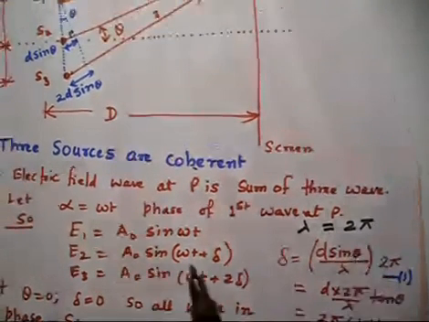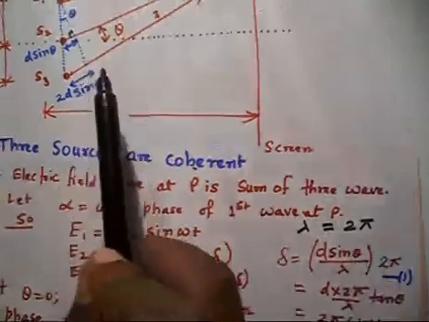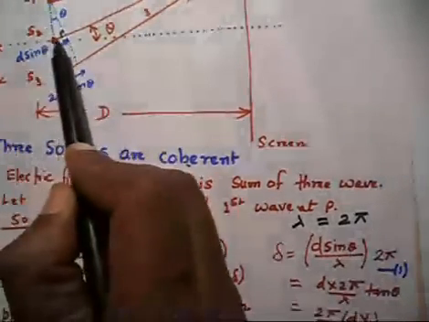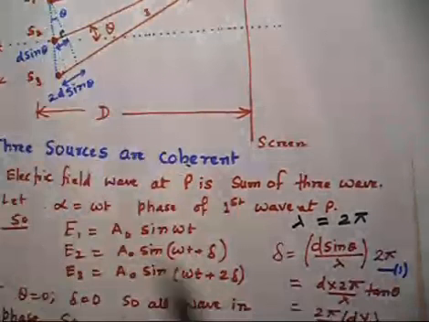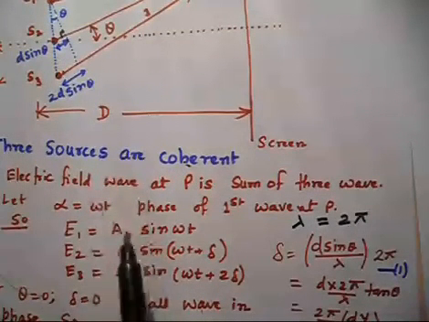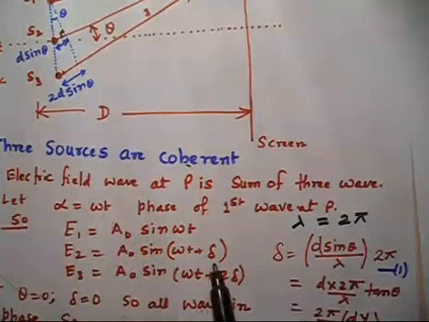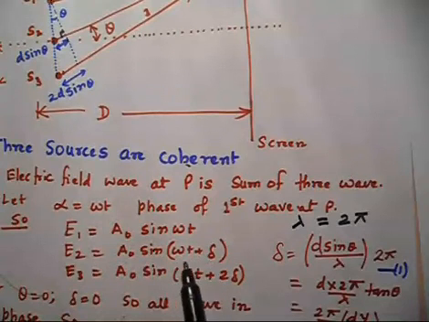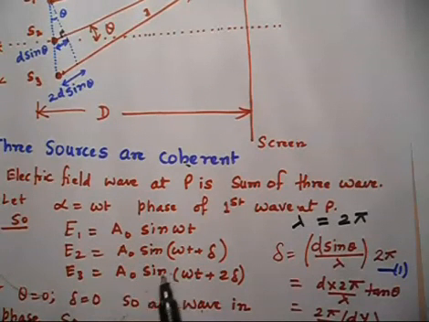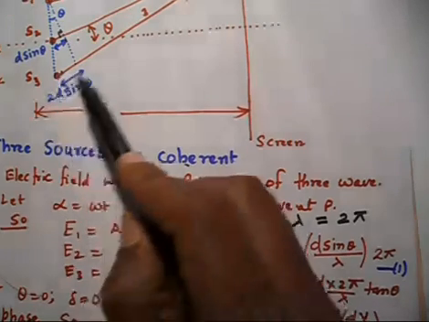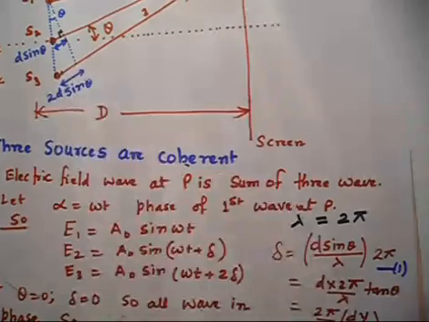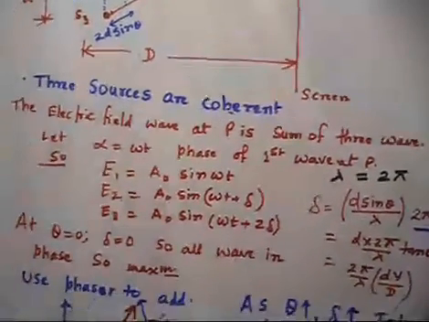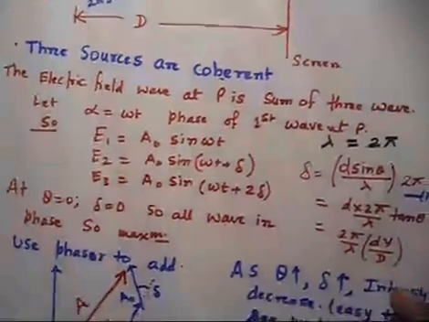So due to this path you have an extra phase delta. So let us call this A naught sin (omega t plus delta). That is the total phase at P due to electric field 2. Now similarly, due to 3 I will have a phase of omega t plus 2 delta, because this time we have 2d sin theta. Now we have to add the 3 waves. How can we add?